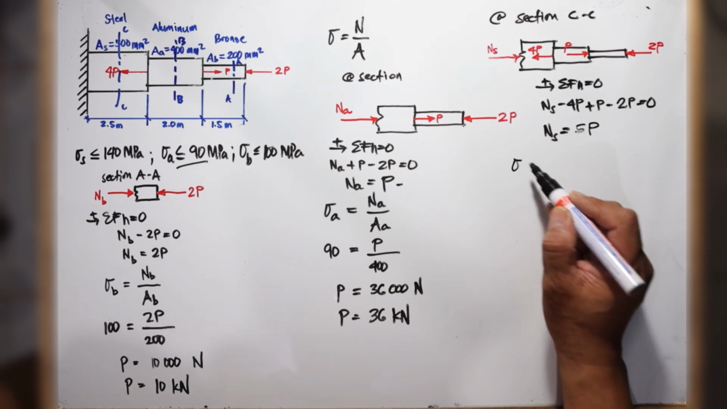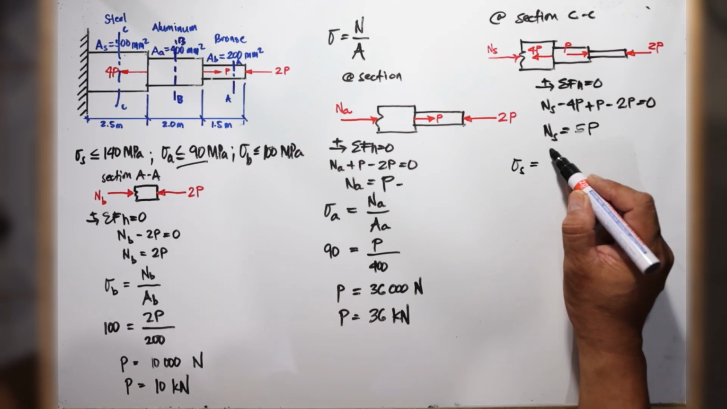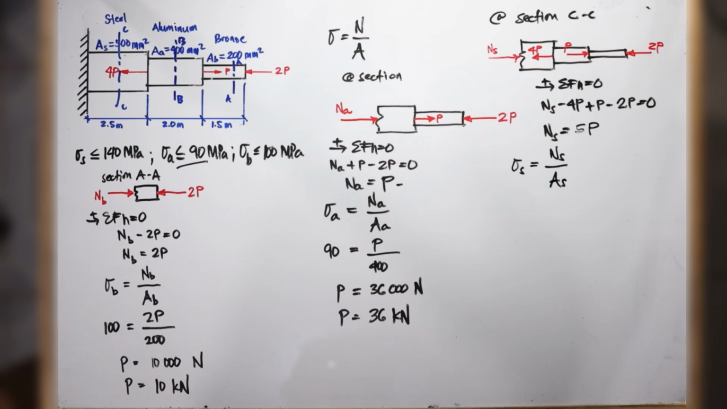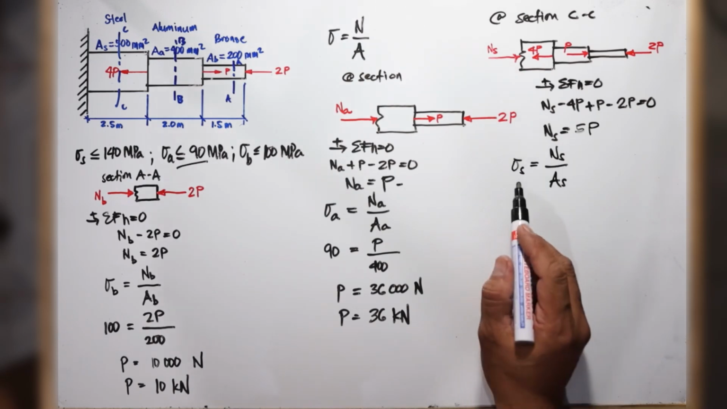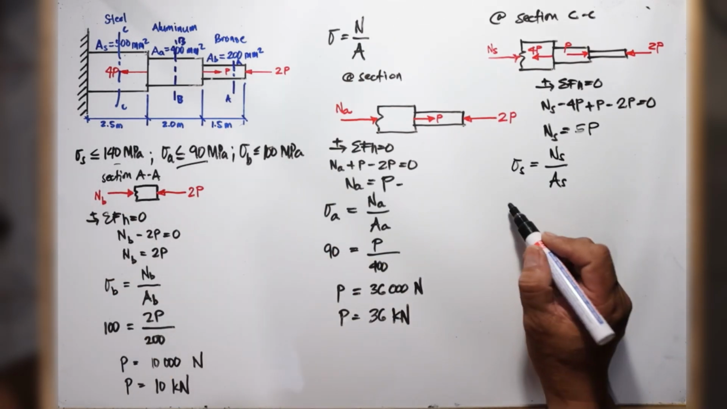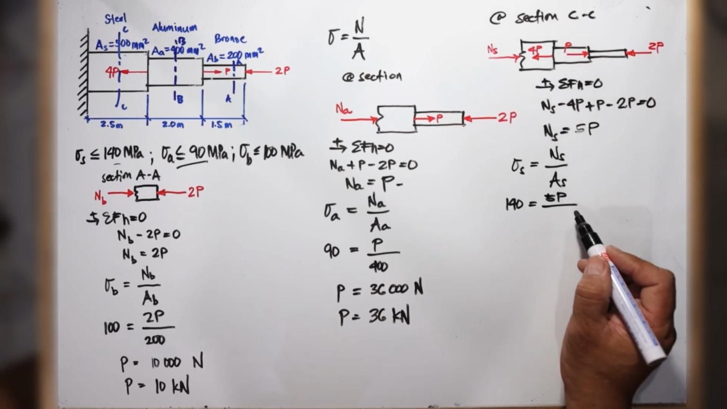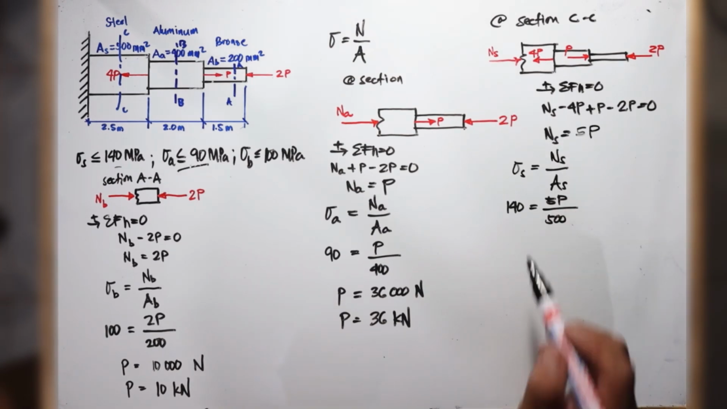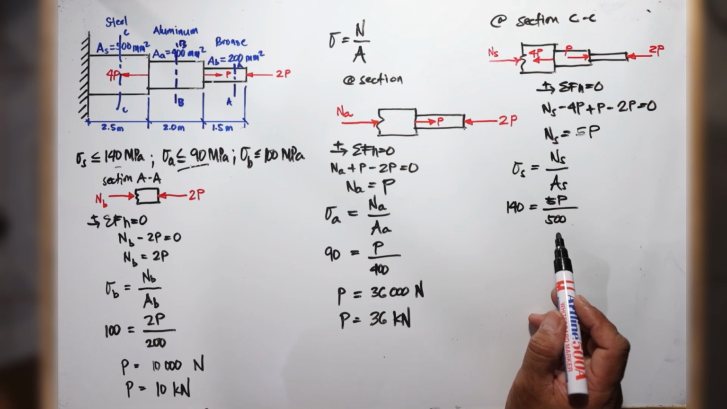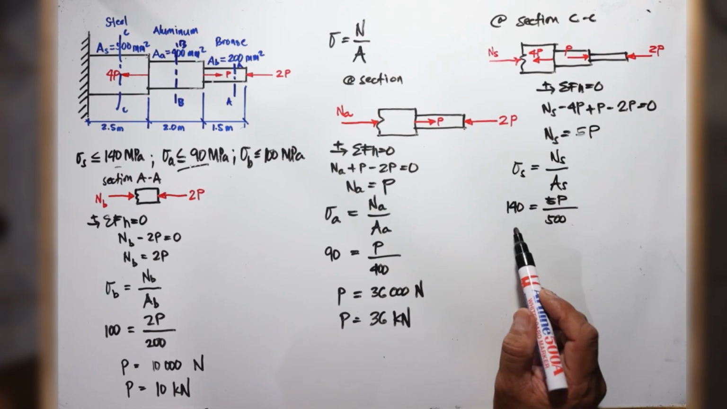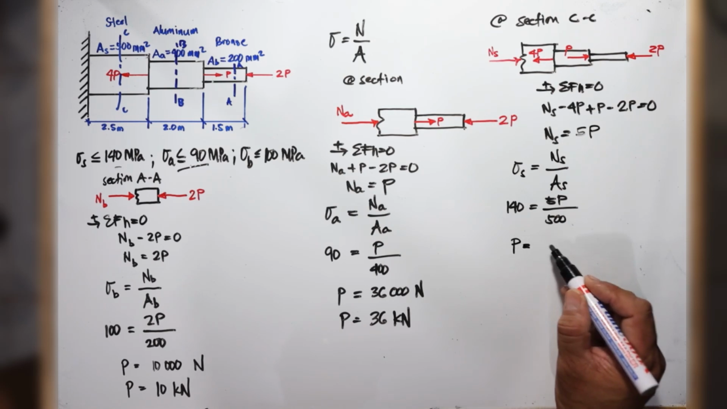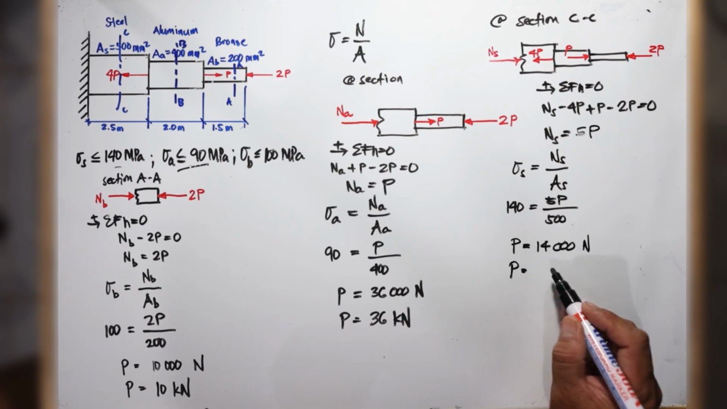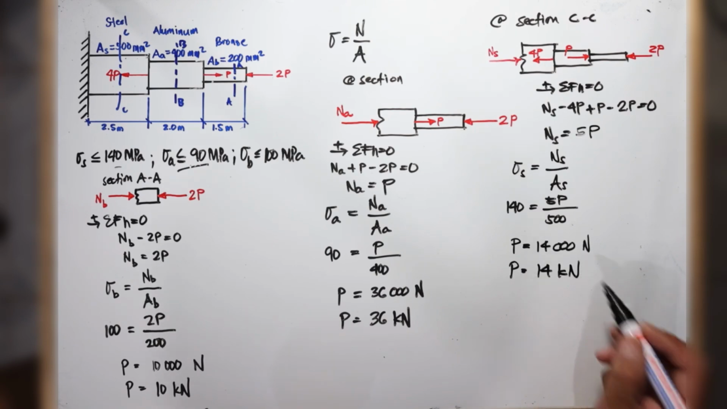And then sigma S is N sub S over A sub S. The subscript S is for steel. So sigma S is 140. N sub S is 5P. A sub S is given to be 500 square millimeters. So P equals 140 times 500 divided by 5, and that will give you P equals 14,000 newtons or 14 kilonewtons.